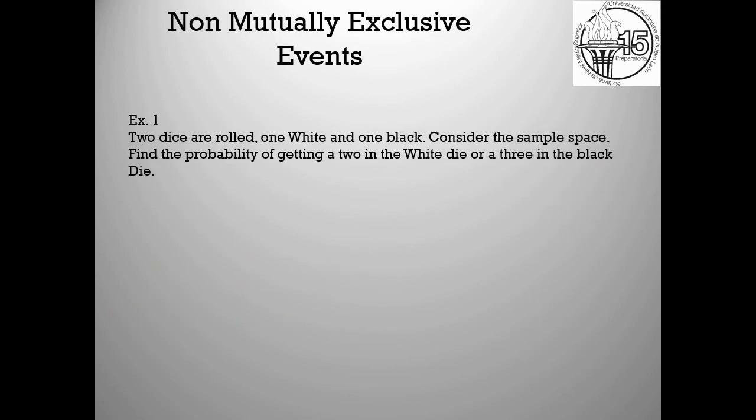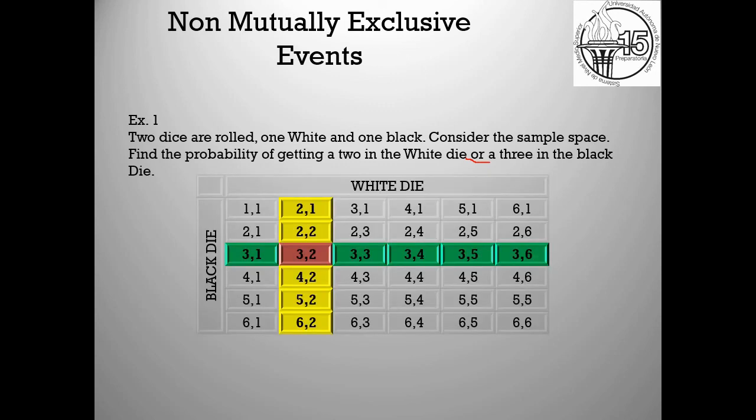In this sample, 2 dice are rolled, 1 white and 1 black. Consider the sample space. Find the probability of getting a 2 in the white die or a 3 in the black die. First, we need to write all the sample space. In this case, we have 2 dice. That will be 36 possible results. In the white die, we have a 2, and it's in here, all with the yellow. And in the other die, we have a 3, and it's in here.